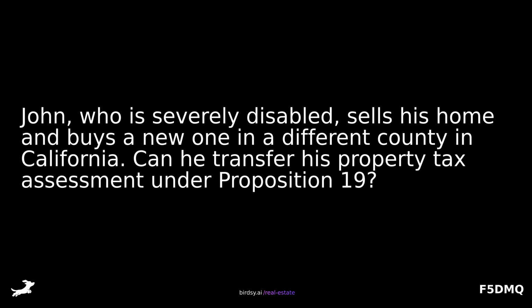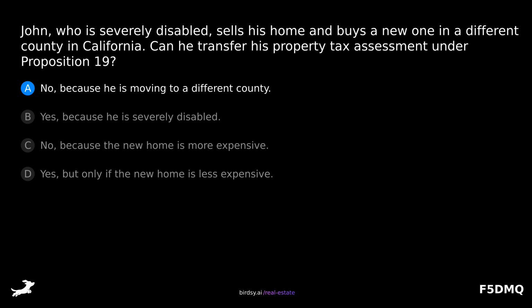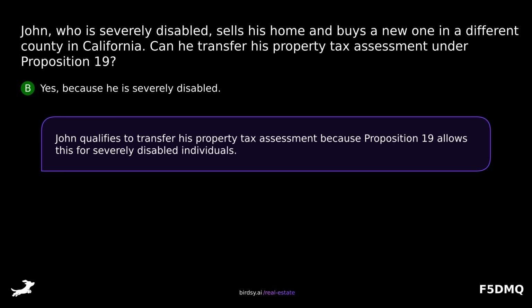John, who is severely disabled, sells his home and buys a new one in a different county in California. Can he transfer his property tax assessment under Proposition 19? Is it A, no, because he's moving to a different county? B, yes, because he is severely disabled? C, no, because the new home is more expensive? Or D, yes, but only if the new home is less expensive? The answer is B, yes, because he is severely disabled. John qualifies to transfer his property tax assessment because Proposition 19 allows this for severely disabled individuals.